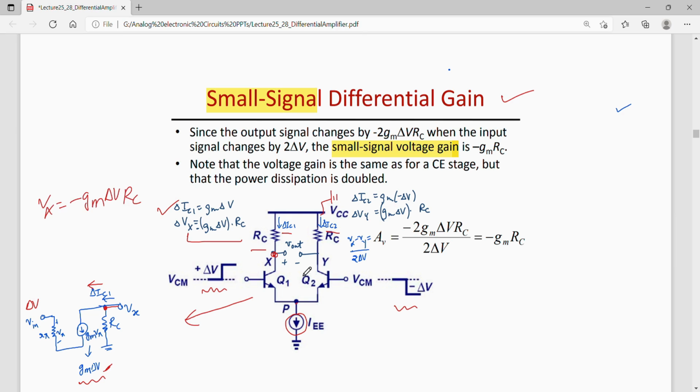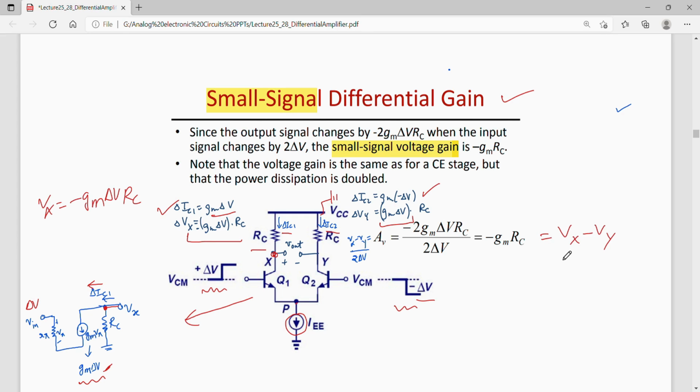Similarly, by drawing the small signal circuit of Q2, one can write delta IC2 as GM times delta V, but this time delta V is minus delta V over here. So one can write delta IC2 as GM times minus delta V, and Vy as minus GM delta V times RC. Since delta V is negative, this will become plus GM delta V RC. And then one can find Vx minus Vy.